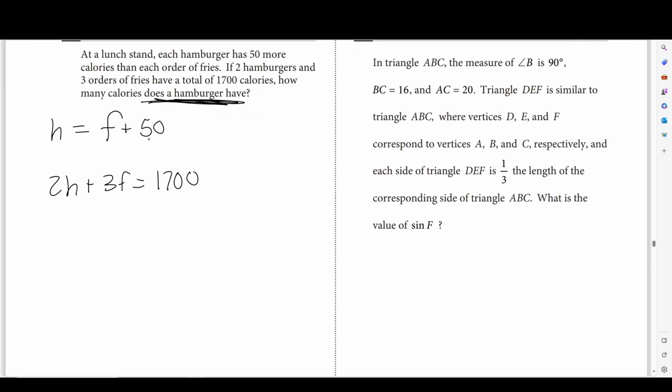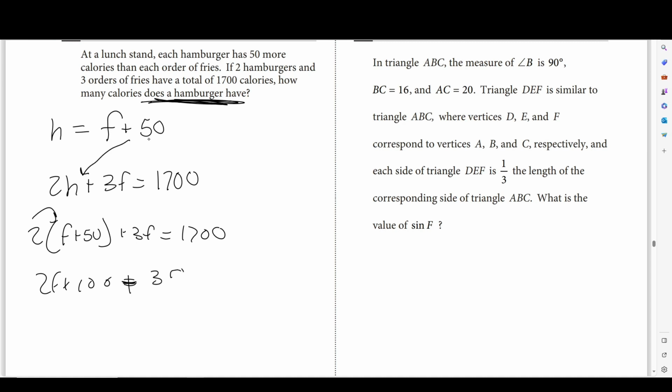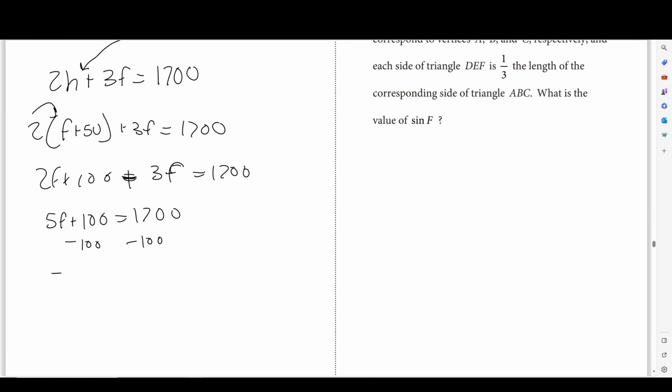So if we already know what h is, how about we just substitute this into the h? So really I have 2 times f plus 50, plus 3f is equal to 1,700, right? Now I could just expand this. I have 2f plus 100 plus 3f is equal to 1,700. So I have 5f plus 100 is equal to 1,700. Subtract 100 on both sides. I have 5f is equal to 1,600. And here I can divide 1,600 by 5, which is my next step, by the way.